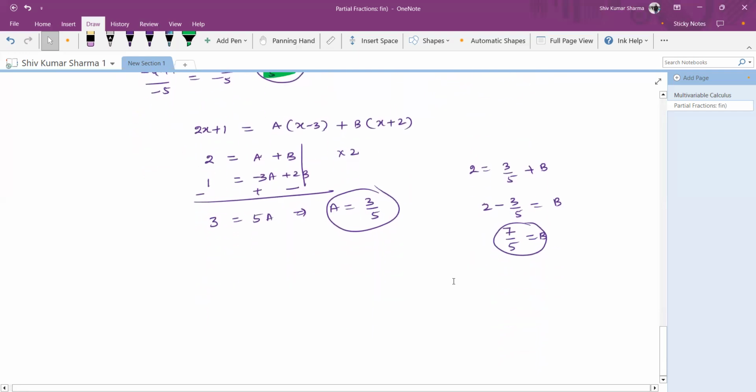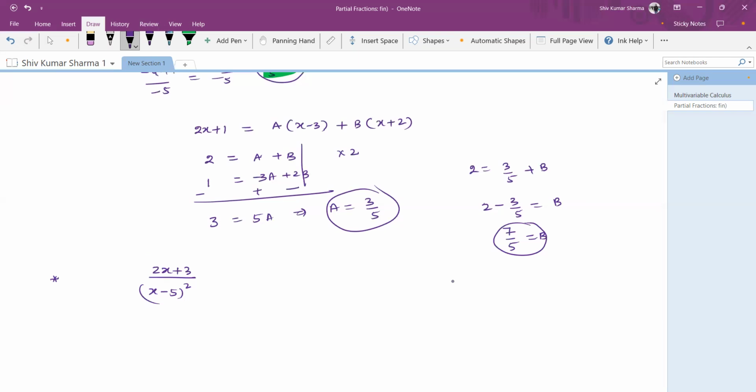Now we do the partial fraction of the second form. Suppose the question is given as 2x plus 3 upon x minus 5 the whole square. Do the partial fraction of this. First we see that the power of the numerator is less than the power of the denominator. So the partial fraction will be in this form: a upon x minus 5 plus b upon x minus 5 the whole square.